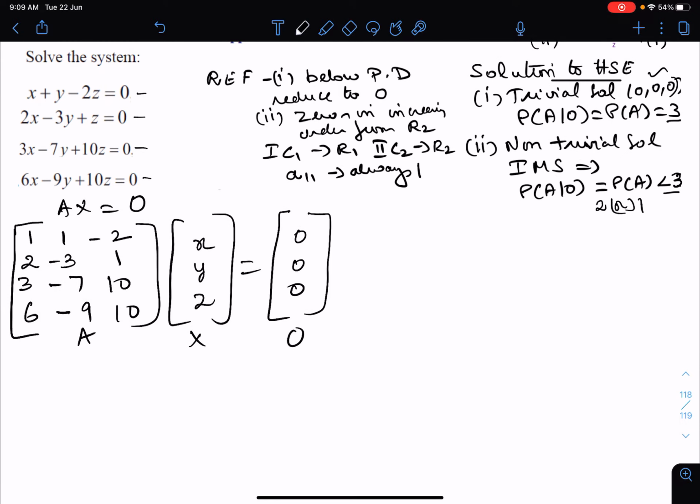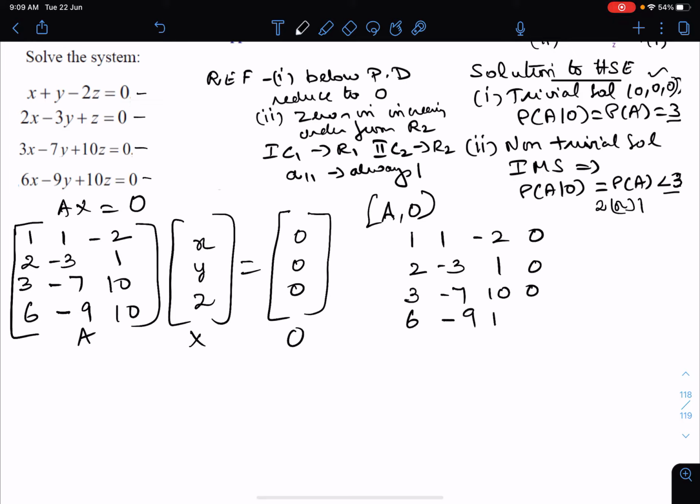Then you are going to write your augmented matrix [A, O]. What is [A, O]? 1, 1, minus 2 and 0; 2, minus 3, 1 and 0; 3, minus 7, 10 and 0; 6, minus 9, 10 and 0. So here you add one more 0 column. So drop this line. This is going to be our augmented matrix.